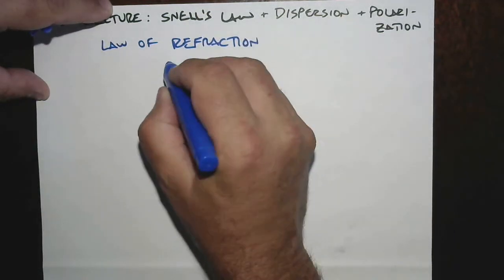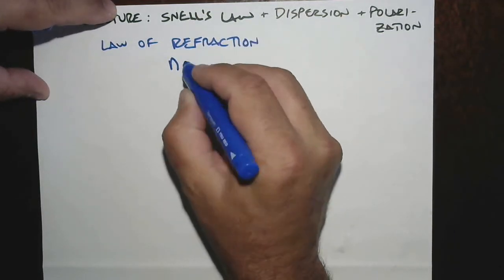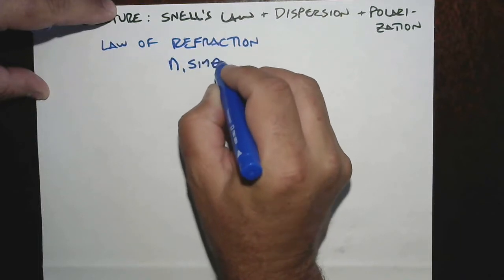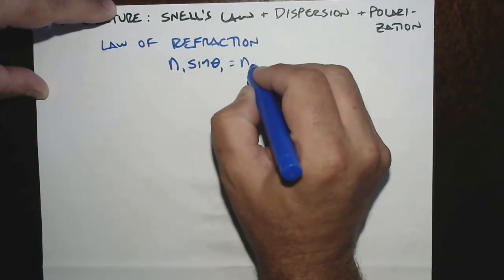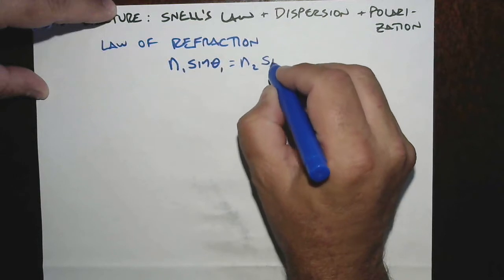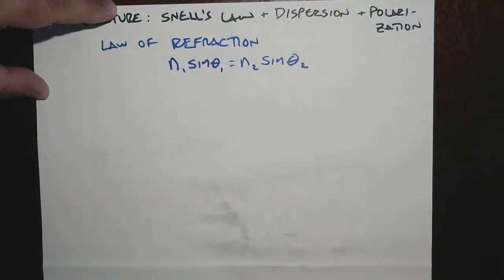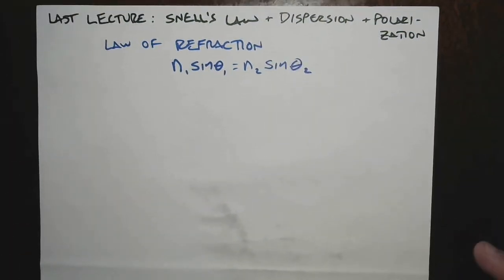And Snell's law basically says that the index of refraction in substance number 1 times the sine of the angle in substance number 1 equals the index of refraction of substance number 2 times the sine of the angle in substance number 2. And we can use that to figure out how something is going to go into or out of a new material. So let's practice.